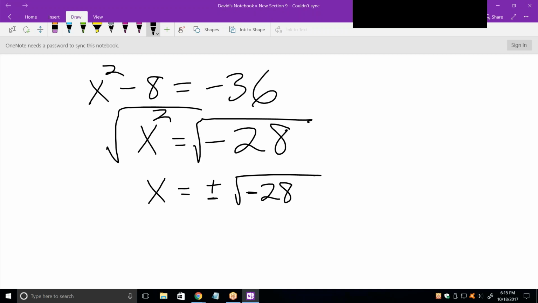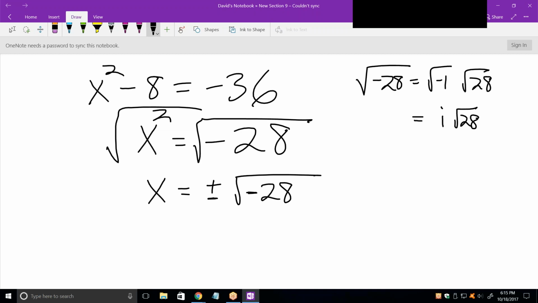All right. Now let's simplify that. Let's figure out what the square root of negative 28 is. Well, first of all, it's the square root of minus 1 times the square root of 28. Always do that. So that gives you i times the square root of 28. Well, are there any factors of 28 where one of the factors is a perfect square number?